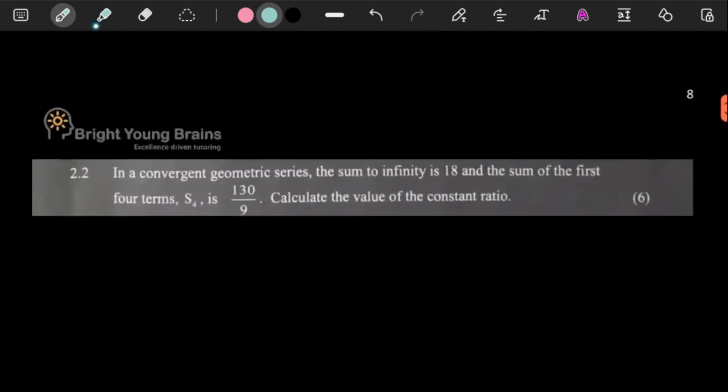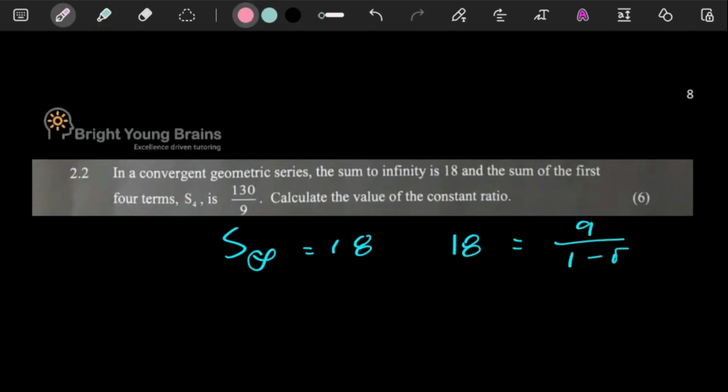The next one says, in a convergent geometric series, the sum to infinity is 18 and the sum of the first 4 terms is this. Calculate the value of the constant ratio. You can work this out simultaneously. The sum to infinity is equal to 18, so 18 is equal to a over 1 minus r, because remember the sum to infinity formula, which is on your formula sheet, looks like this.